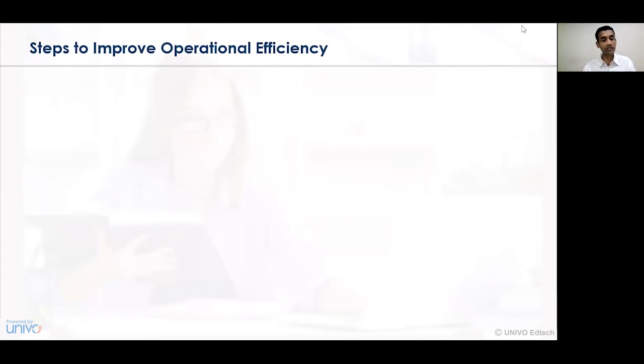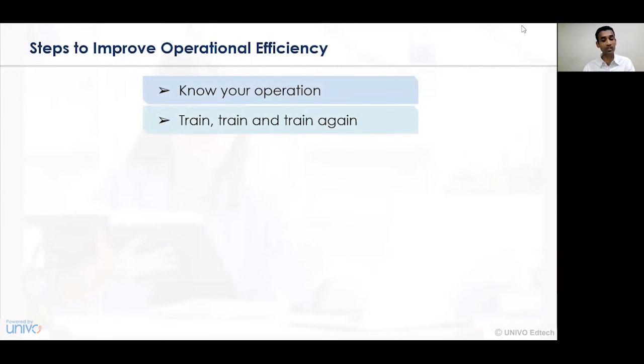Now let's understand the various steps to improve operational efficiency. The various steps to improve the operational efficiency of a product are: knowing the operation, that is, what operational activities we are conducting, training, and again training.